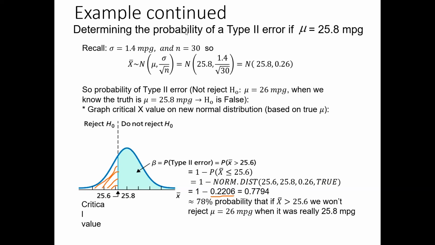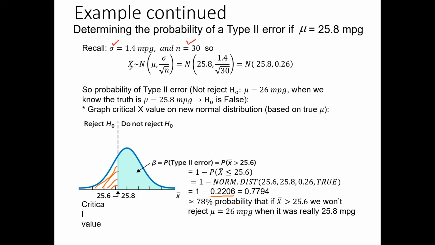So the first thing we're going to do is determine the probability of a type 2 error. If the real true mean, so this is a thought experiment because we don't actually know it, we're just going to say if it's actually 25.6. So recall, we already know this. We know the standard deviation of the population. We know the sample size.